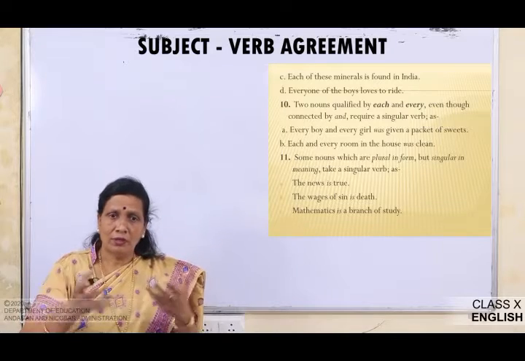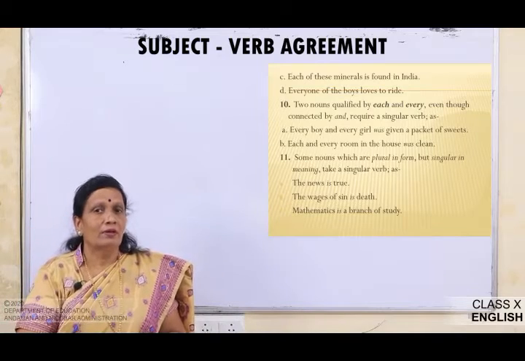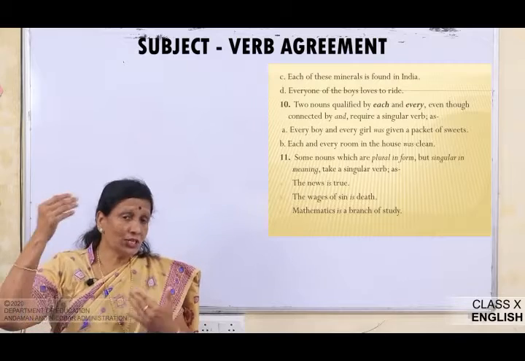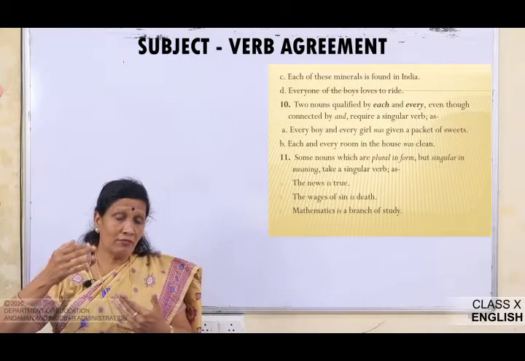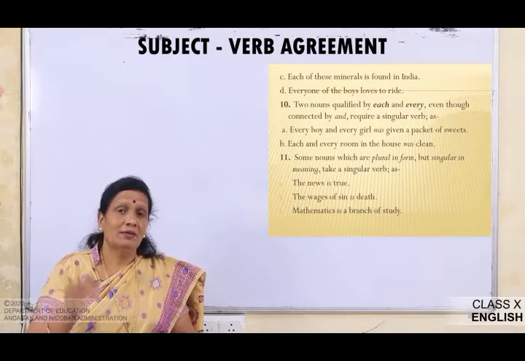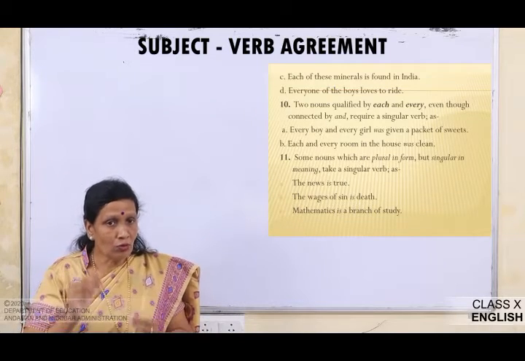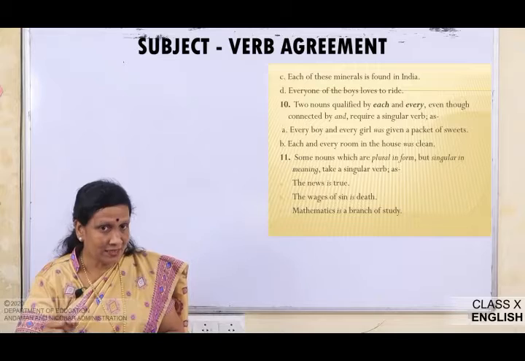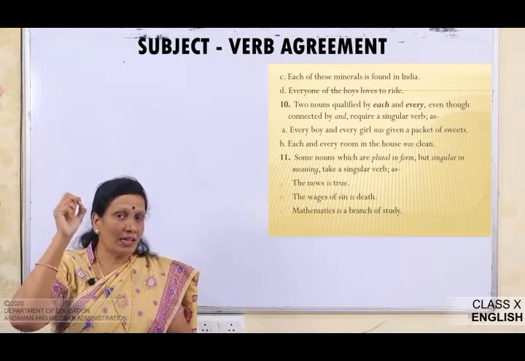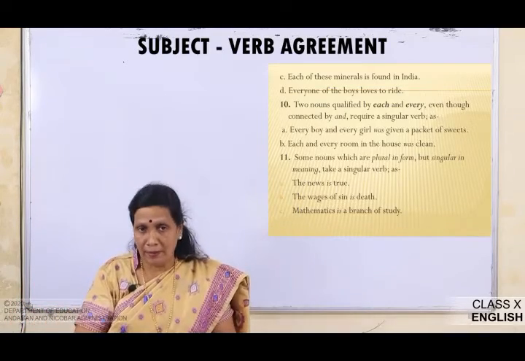So, out of the many boys and girls, we are talking of each and every boy and girl. So, whenever we are using each and every, initially we had looked at one example, children, where when the two different nouns are connected with and, we use the plural verb. Now, here though they are connected with and, but there is each and every. So, each and every means we are talking of every single boy and girl.